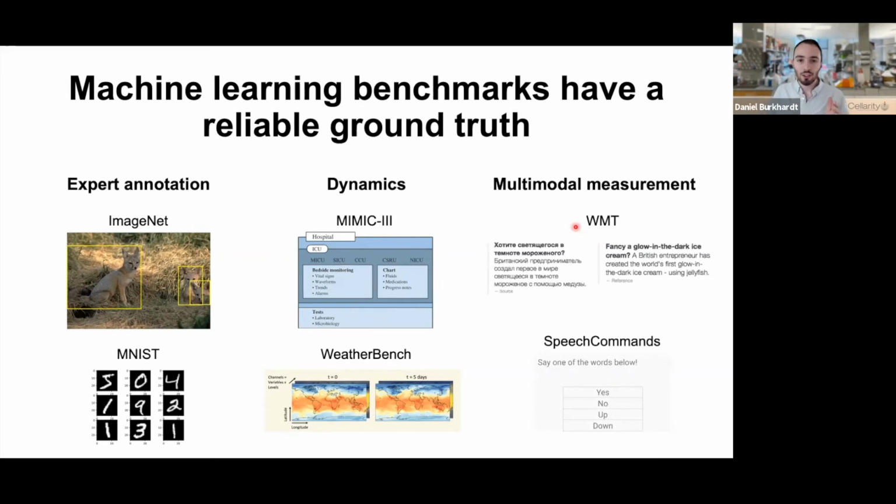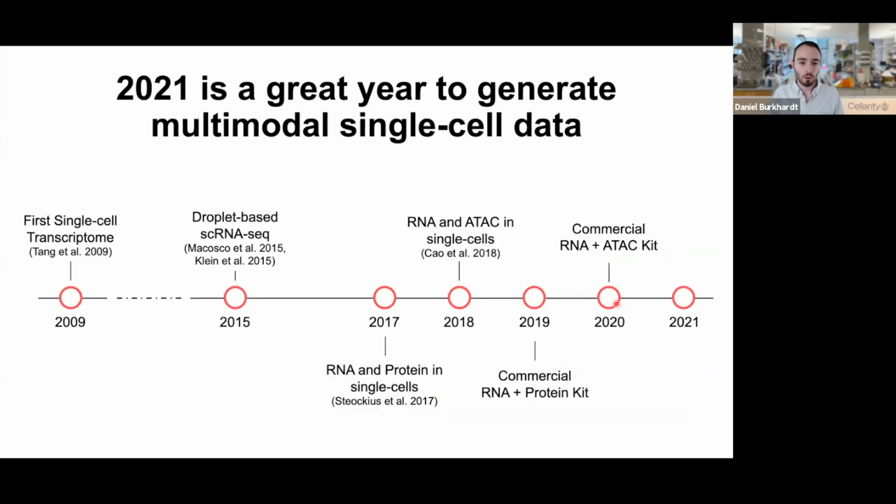Finally, there's this field of multimodal measurement. If you think about this abstractly, machine translation, so WMT stands for the Workshop on Machine Translation, is a kind of multimodal representation of the same sentiment. We can have a sentence in Russian and then ask it to be translated into English, or speech to text. Again, we have 2 different modes of representing the same idea, and the goal is to train an algorithm to go back and forth. One of the things that's really exciting about multimodal data is that we're now at a time in 2021 when we've been starting to see multimodal single-cell omic technologies developed at scale.